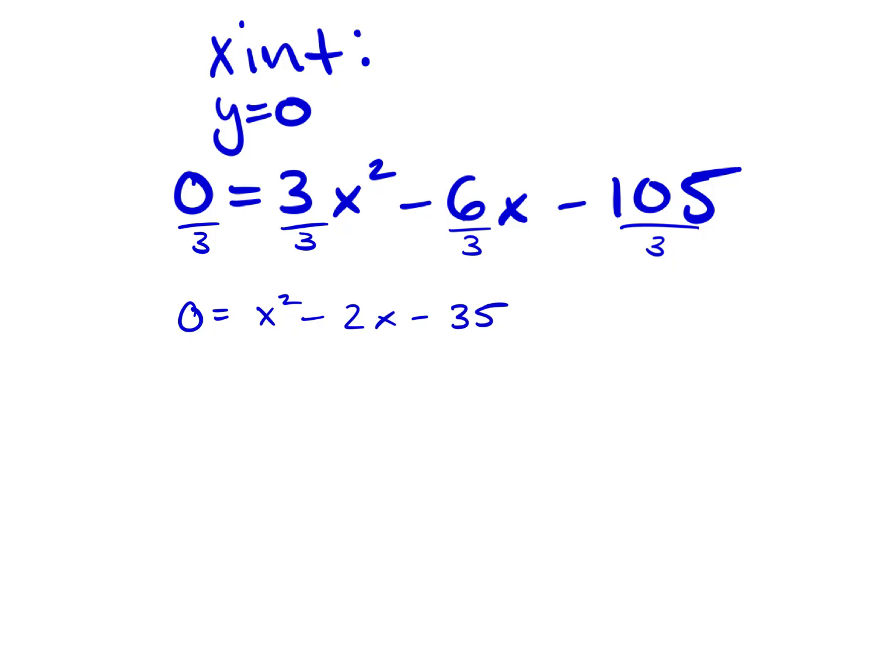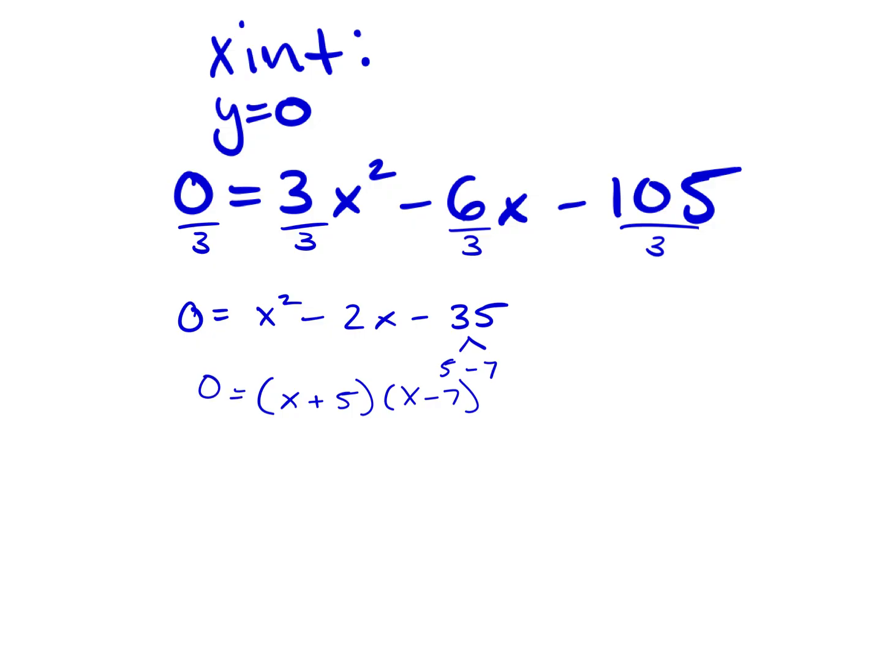If your GCF had an x in it, you want to keep it in the question. You got to keep it out front. But when your GCF is just a number, you can get rid of it. Now from here, we can factor like normal. What are 2 factors of negative 35 that add to negative 2? Awesome. 5 and negative 7. So we have x plus 5 and x minus 7.